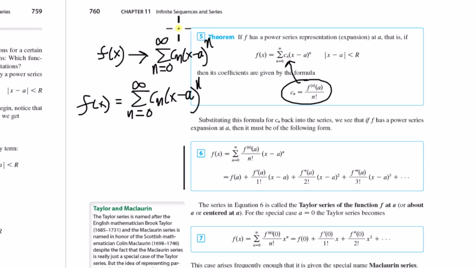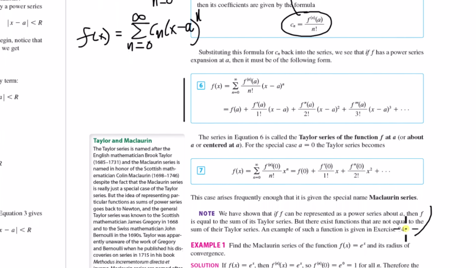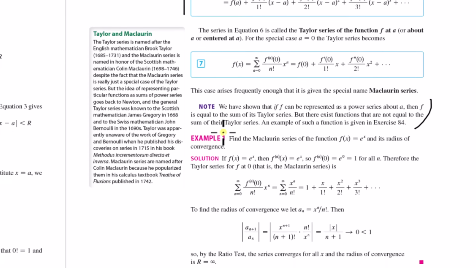But I'm saying it that way because we haven't said that just because it has a Maclaurin series or a Taylor series doesn't mean it's equal to that Taylor series or Maclaurin series. There are examples where a function has a Maclaurin series or a Taylor series, but it's not equal to it. And that's what they're saying here. There exist functions that are not equal to the sum of their Taylor series.